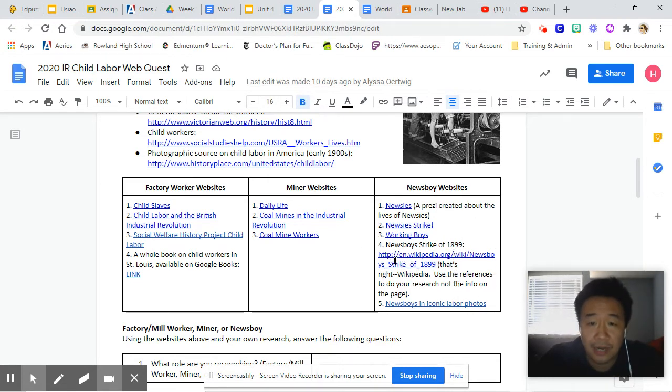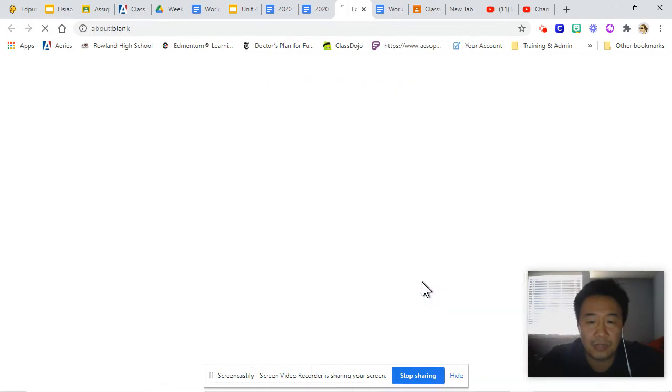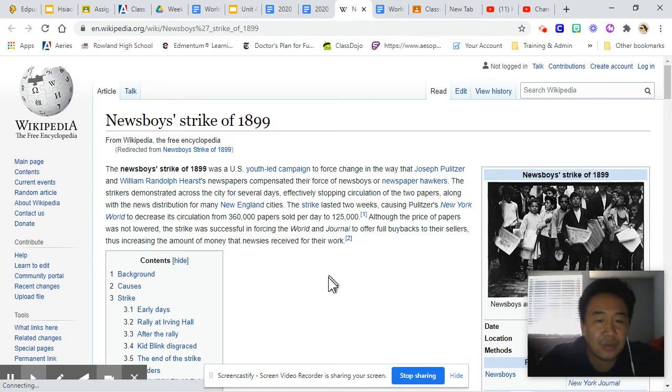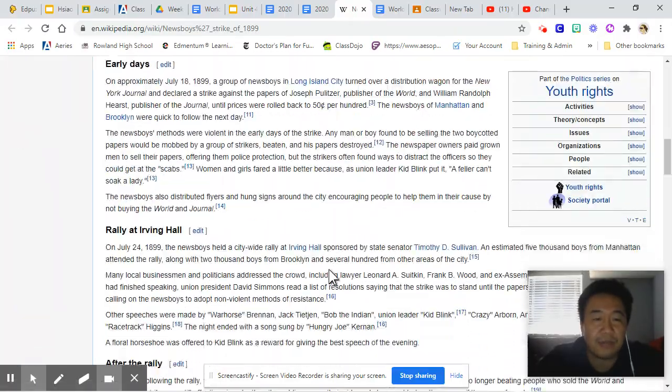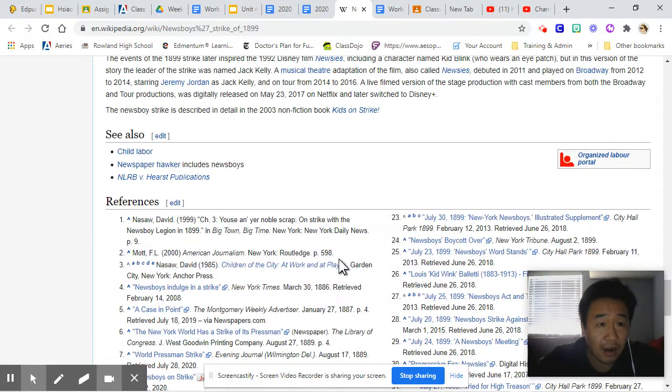There's also this Wikipedia that talks about the Newsies strike, but we're not going to be looking exactly at the Wikipedia. Let me show you what I mean by that. You click on the link to the Wikipedia, and you have all this information about what happened with the strike in 1899, and that's really great because it sums it up for you.